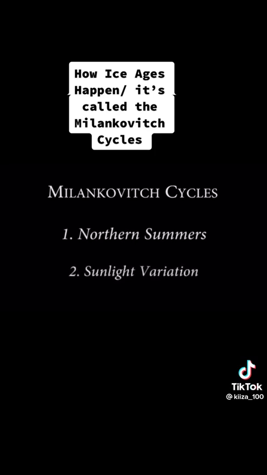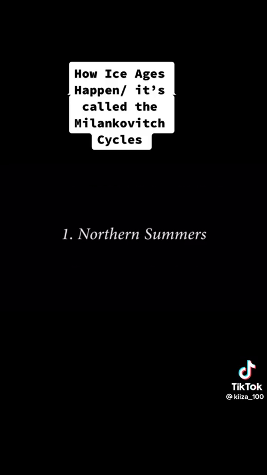His theory is based on two key ideas. First, the Earth's climate is strongly affected by how much sunlight the northern latitudes receive during the summer. Second, this amount of sunlight varies based on changes in the Earth's orbit and rotation. Why are the northern latitudes so important?